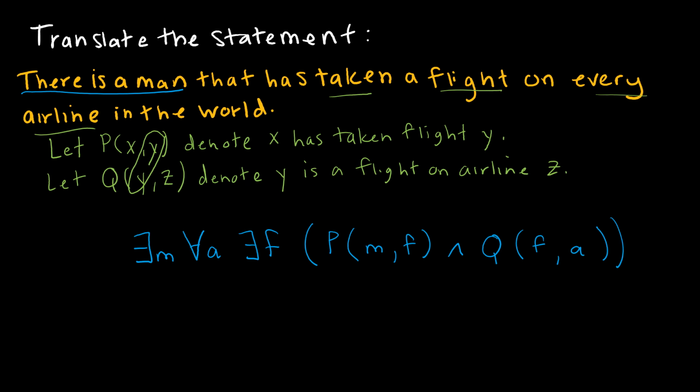Now, if you get confused with switching up letters, I could certainly have used up here, instead of Y, flight, and here I could have used airline, but there's nothing wrong with using X and Y just to be general up here, and then making it more specific when we get down here. So this is our statement. There exists a man such that for all airlines there exists a flight such that the man has taken the flight and that flight is on that airline.